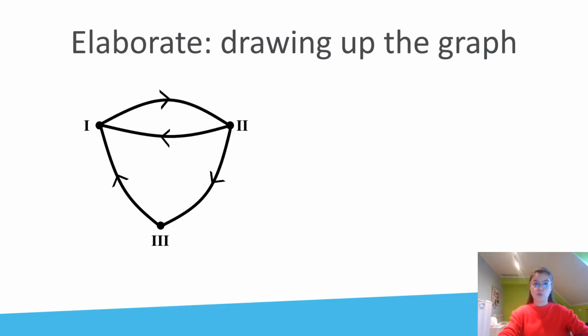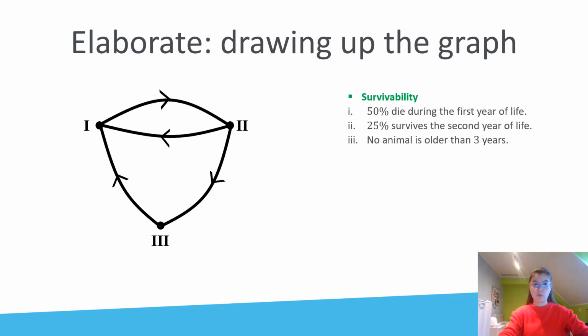To clarify the situation with the fertility rate and survival rates, we draw up a graph. We add the chances of survival. 50% dies during the first year of life. That means that 50% also survives the first year of life. We can also write 50% as 0.5. So we write down 0.5 from 1 to 2. 25% survives the second year of life. We can also write 25% as 0.25. We write 0.25 from 2 to 3.